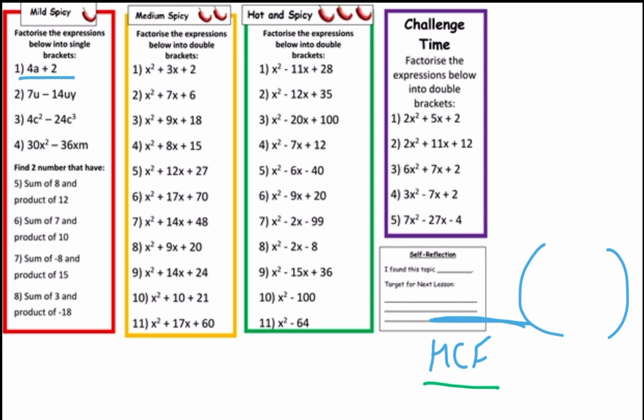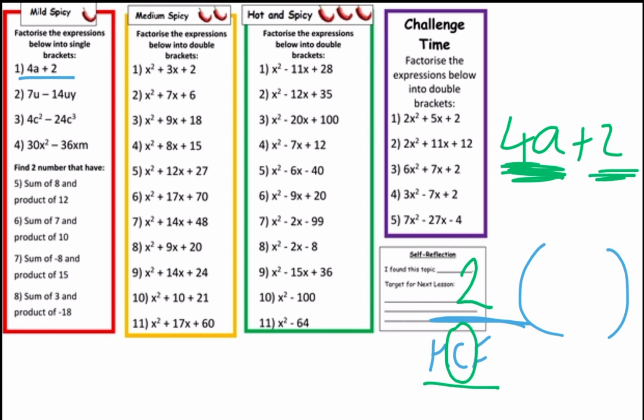So we got 4a, I'll write it out here, 4a and a plus 2. So what's common, as in the C here, what's common in 4a, and it's also common in 2, but the highest. In this case, a 2 is highest, because a 2 can go into a 4 and a 2 can go into a 2. So 2 is common. We don't put the letter outside because there is an a here, but there is no a on this side, so it's not common in both. So we've got 2 on the outside.